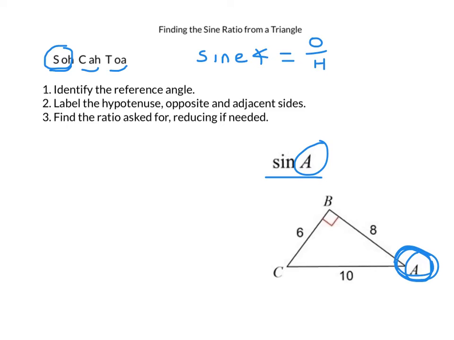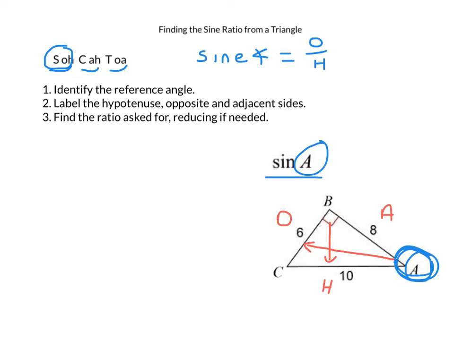The second step is to label the hypotenuse, opposite, and adjacent sides. And again, I do have a video on exactly what that is. The hypotenuse is opposite the right angle, so I'm going to label that with an H. The opposite side is opposite my reference angle, so I'm going to label that with an O. And then the last side that I haven't labeled yet is my adjacent side. I'm going to label that with an A.